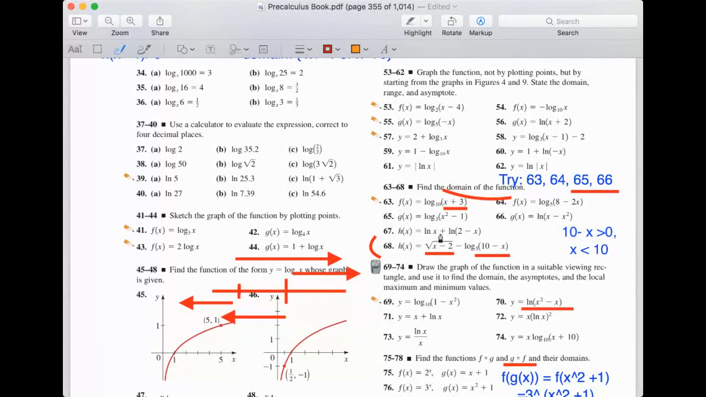Now we are going to consider the domain for the square root of x minus 2. I set x minus 2 greater than or equal to 0, and then I added 2 on both sides to get rid of the 2, and I got x is greater than or equal to 2. So now we have 2.